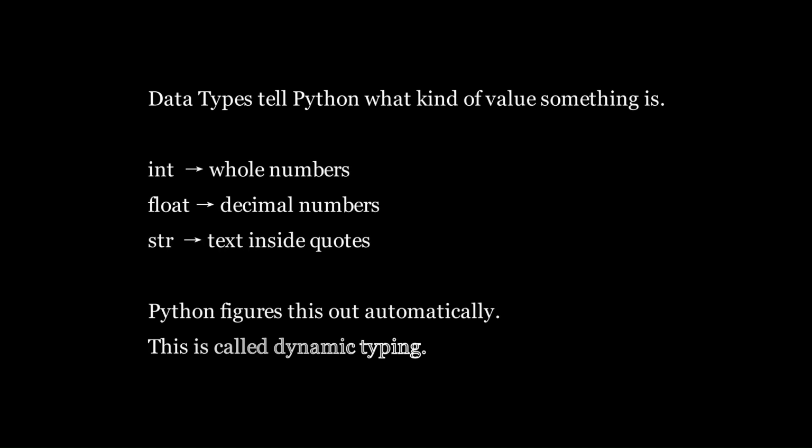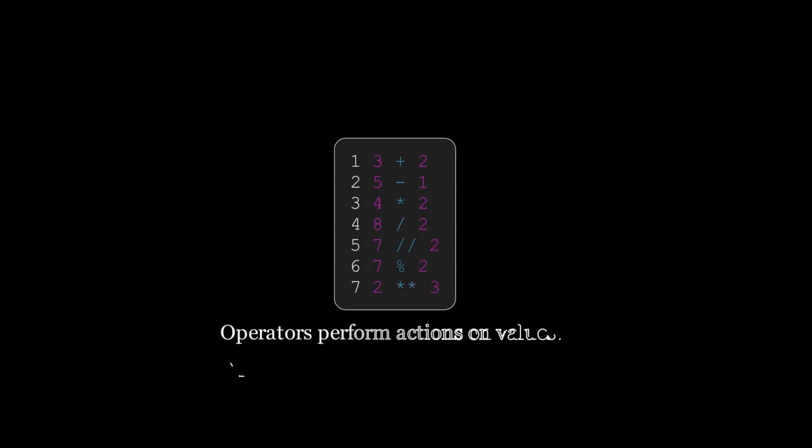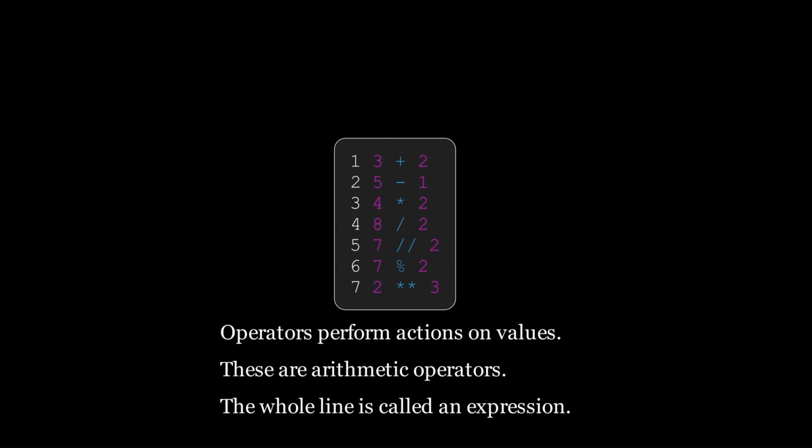Data types tell Python what kind of value something is. The three most common beginner types are integers, floats, and strings. Next is operators. They are symbols that perform actions on values, like addition as plus, same in Python.